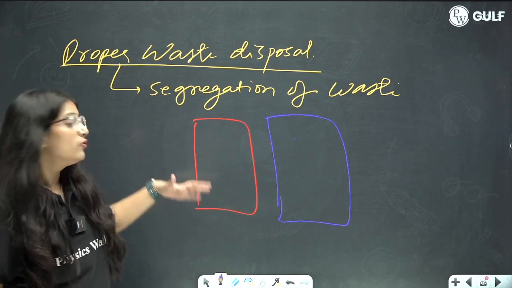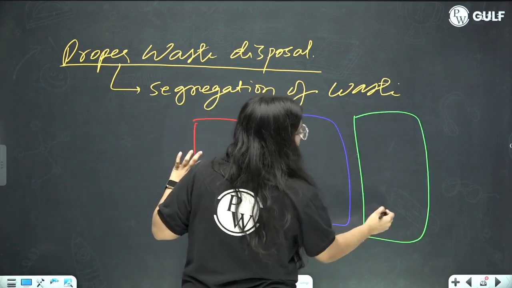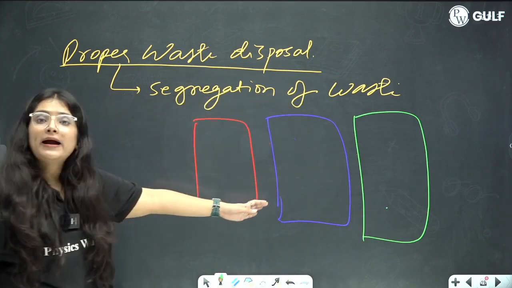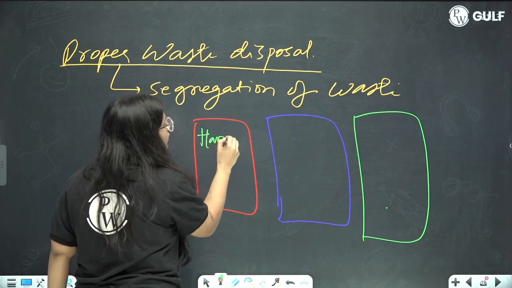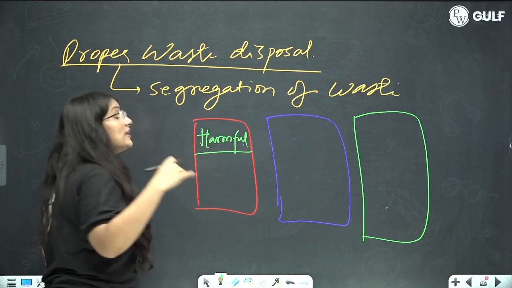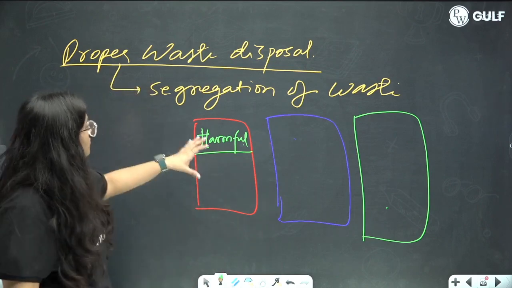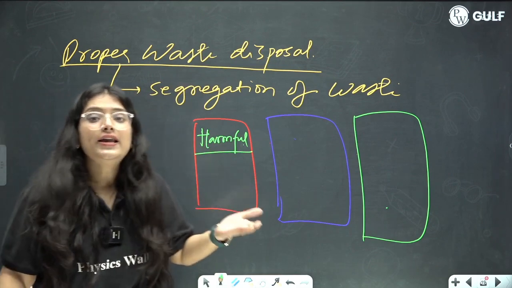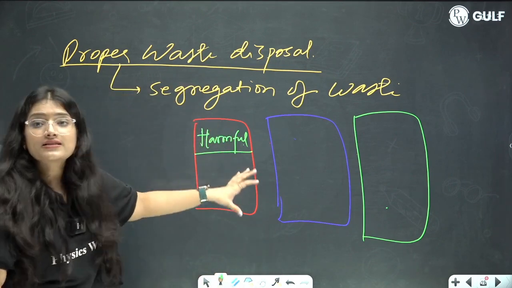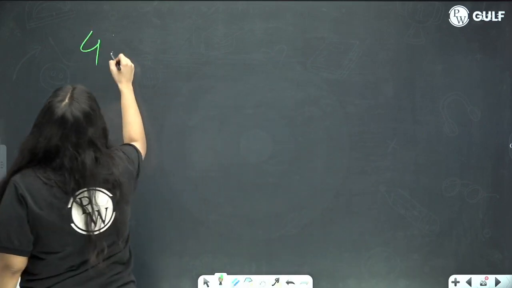Now, of course, there are many other types too, like green bins for biodegradable, blue for non-biodegradable, red for harmful. Red for harmful, like from hospitals we can get a lot of chemicals, right? Like radioactive things also, so those have to go in the red bins. So this segregation of waste has to be done at the initial level. And the next thing that we can do is the 4R technique.